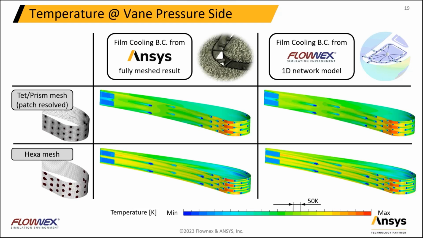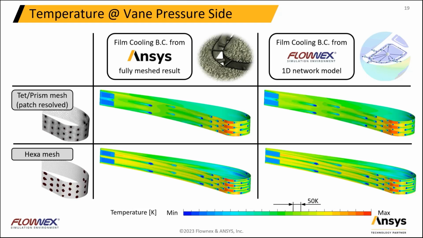In addition to that, the matrix rows show the influence of the mesh resolution on the results. The upper row presents the results of the model where all the cooling hole patches were resolved by the surface mesh, and the lower one shows the results using the hexagonal arrow mesh. As you can see, if you compare the different columns, the results with the cooling inflow boundary conditions of the fully resolved model on the left-hand side agree pretty well with the results of the inflow conditions given by the Flownex 1D network model on the right-hand side. The temperature distribution agrees very well, and hotspots are predicted to be close to the same.